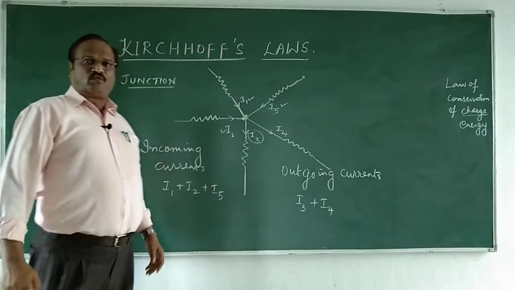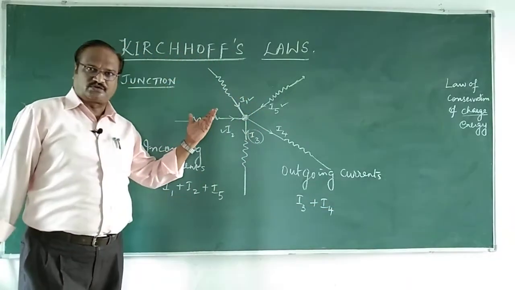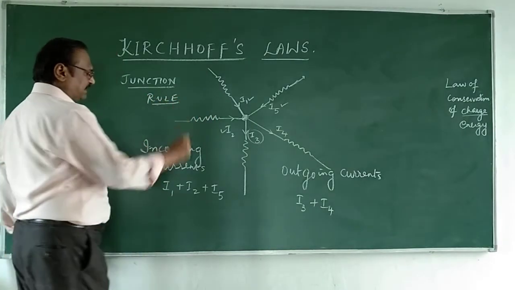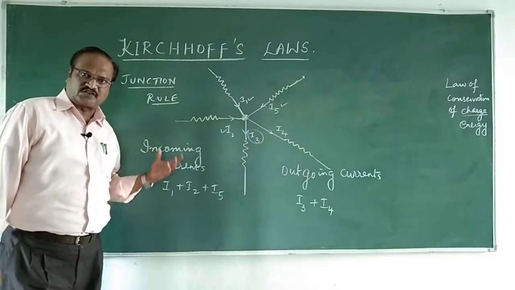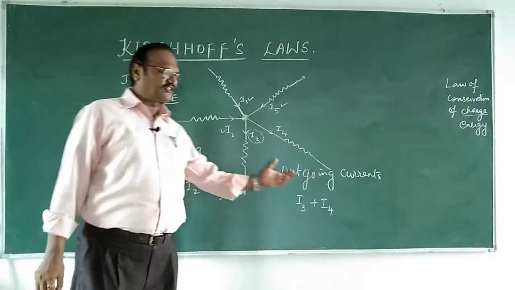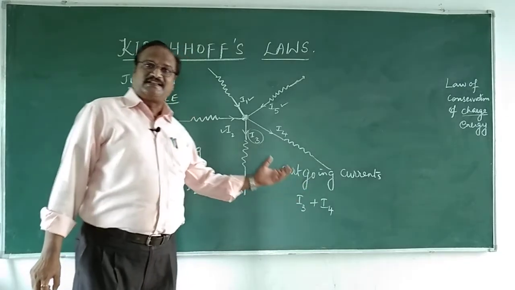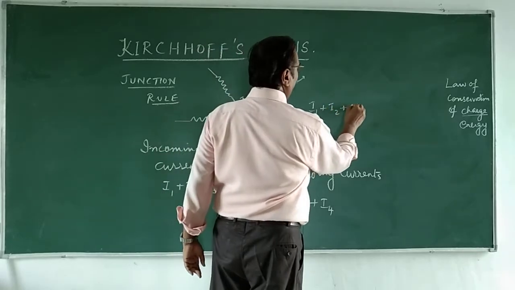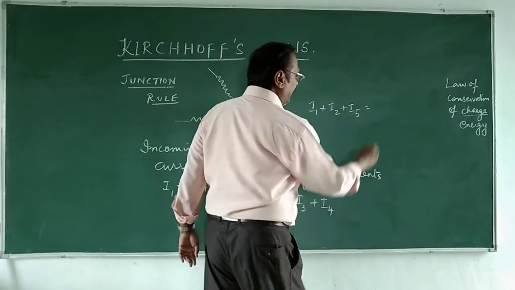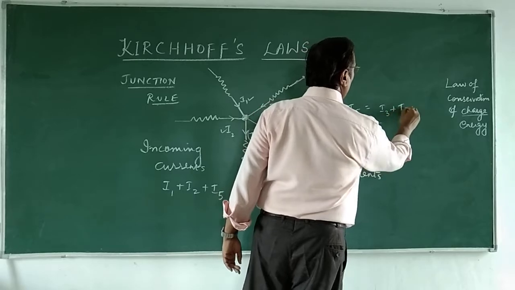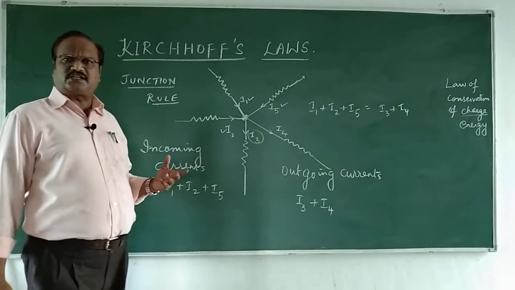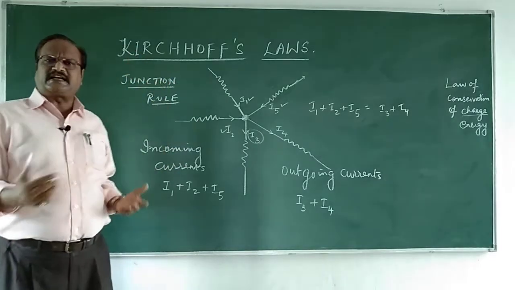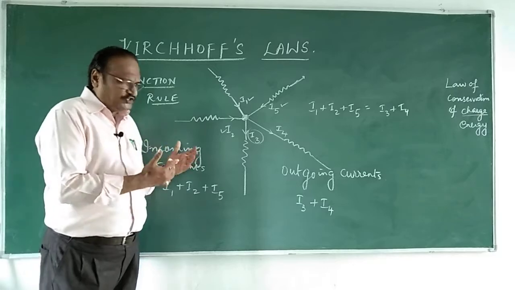What Kirchhoff's first law says is called the junction rule. What does the junction rule say? It says that the sum of the incoming currents is equal to the sum of the outgoing currents. That means I1 plus I2 plus I5 is equal to I3 plus I4. The sum of the currents entering the junction is equal to the sum of the currents leaving the junction. It's just like a railway junction.